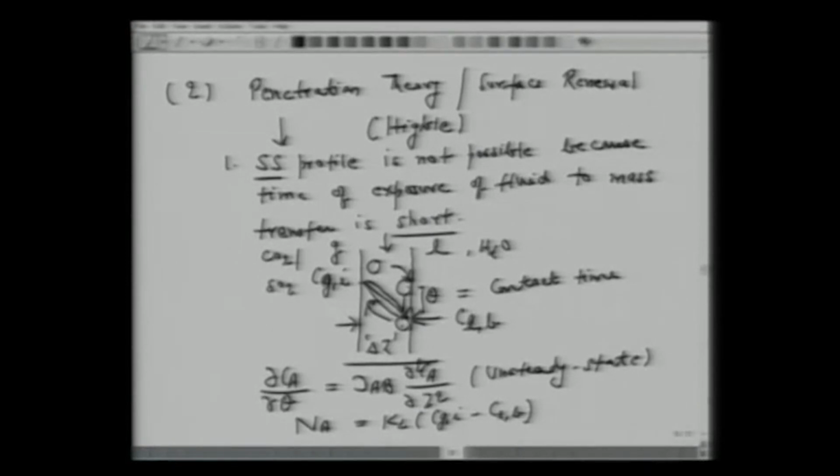All right, but one can show that this k_L turns out to be the square root of D_AB over pi theta. So what we obtain here is that the mass transfer coefficient is actually proportional to the square root of the diffusion coefficient. So there is a fundamental difference between the penetration theory and film theory. In the film theory, we saw that the mass transfer coefficient is proportional to diffusivity. Here we are obtaining a relation which says that the mass transfer coefficient is proportional to the square root of diffusivity.